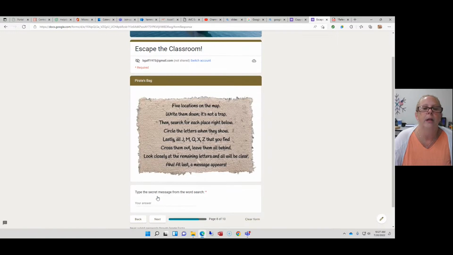Yay! Five locations on the map. Write them down. It's not a trap. Then search for each place right below. Circle the letters when they show. Lastly, all J, M, Q, X, Z that you find, cross them out. Leave them all behind. Look closely at the remaining letters and all will be clear. Aha, a message appears.